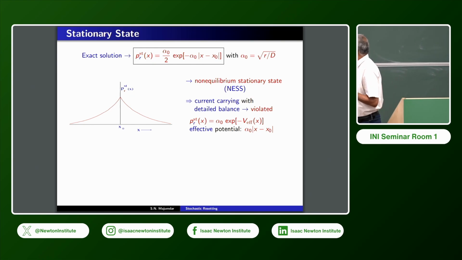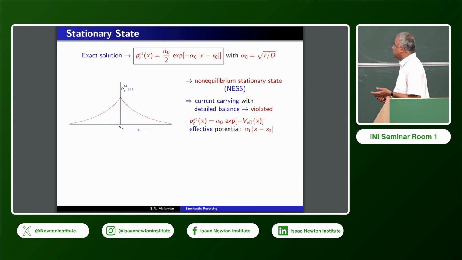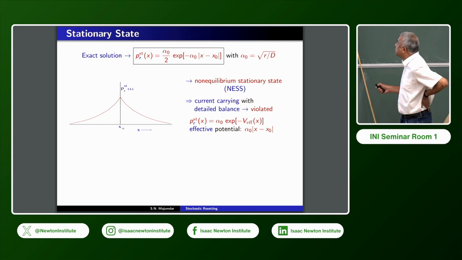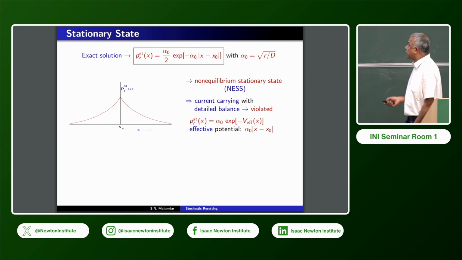Such stationary states which carry currents and yet are stationary are called non-equilibrium stationary states. So even though this probability density has the form of an effective Gibbs state with an effective potential which is modulus of x minus x naught, it is still non-equilibrium because there is a non-zero probability current in the configuration space.